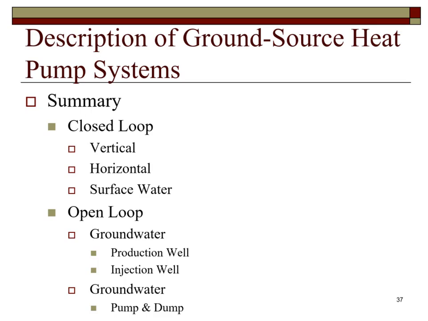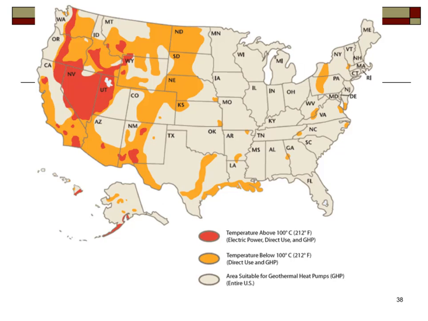The closed loop can be a vertical borehole, a horizontal trench, or surface water such as a pond. The open loop can be water from a well, injecting the water back into the ground or dumping it into a pond or river. Anywhere in the United States has suitable conditions for a ground source heat pump.